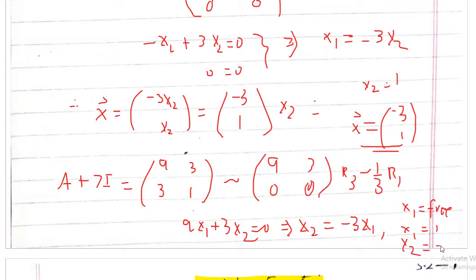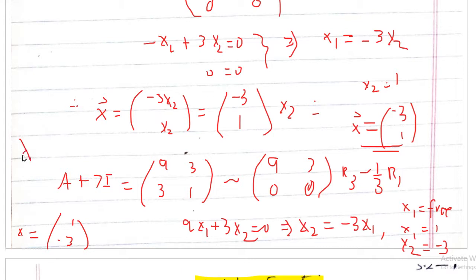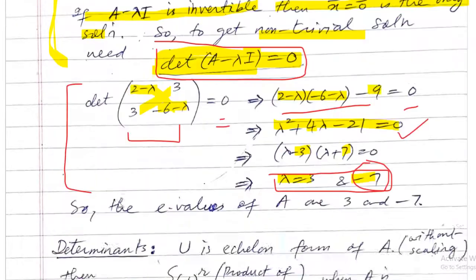So your vector becomes 1 and minus 3, right? So the second eigenvector, corresponding to minus 7, becomes 1, minus 3. So these are two eigenvectors. For every eigenvalue you have an eigenvector. For eigenvalue minus 7, you got the eigenvector 1, minus 3. Okay, that's how you can find eigenvalues and eigenvectors.